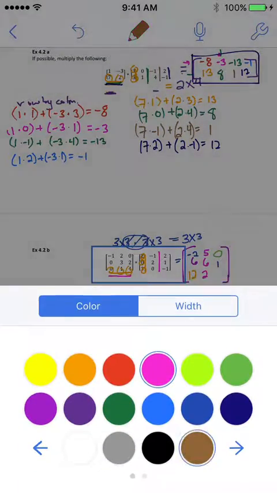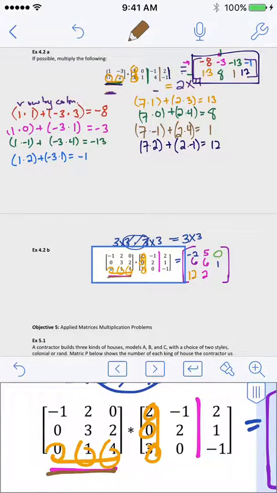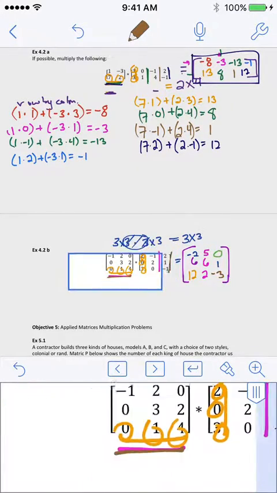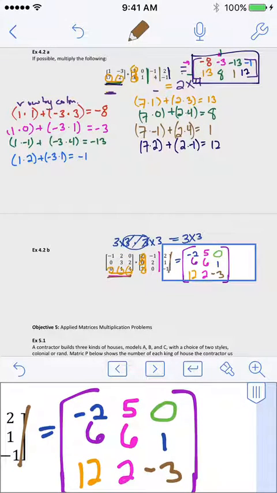And then the last one, last row by last column, or third row by third column. 0 times 2 is 0, 1 times 1 is 1, so 0 plus 1. 4 times -1 is -4. 1 minus 4 would be a -3. And we have finally arrived at our 3 by 3 matrix.